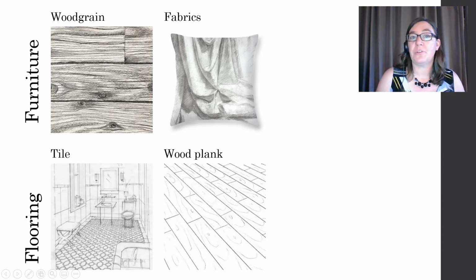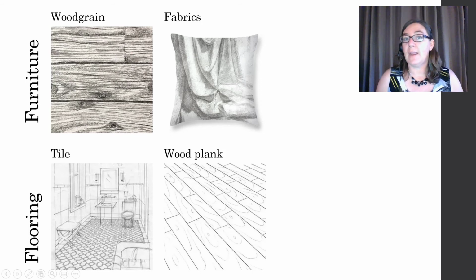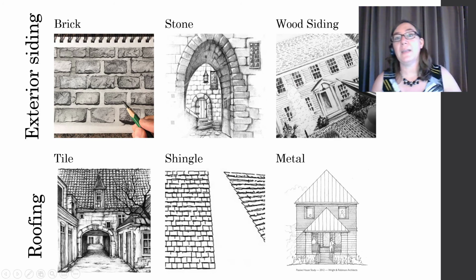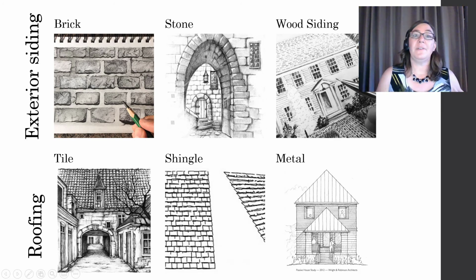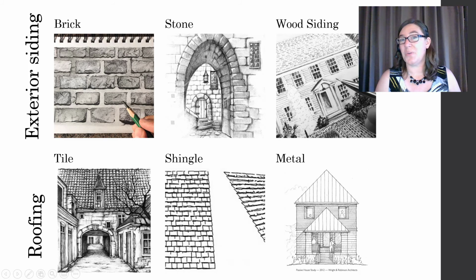Starting with the furniture category, you could have wood grain or fabrics. In the flooring category, tile, many types of tile, and wood plank. Moving to the exterior of a building, we can have different types of siding materials, including brick, stone, and wood siding. And there are lots of roofing materials, including tiles, shingle, and metal roofing.